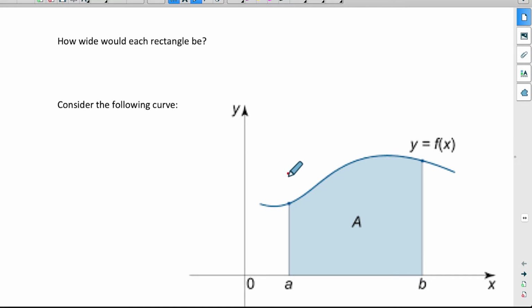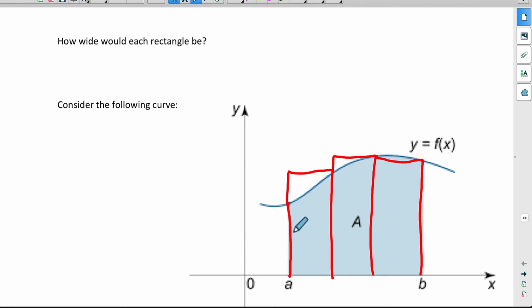I could put one rectangle here. This is right bound. I could put another one of the same width, which I guess would go to about here. And maybe another one. I know I didn't work it out perfectly, but let's say another one here. So we got three. They're supposed to be the same width. All right, well, we could do that. Is that going to be the most accurate?